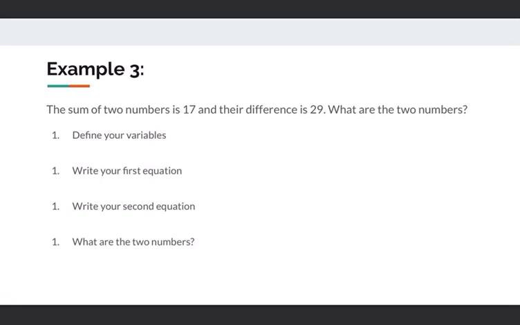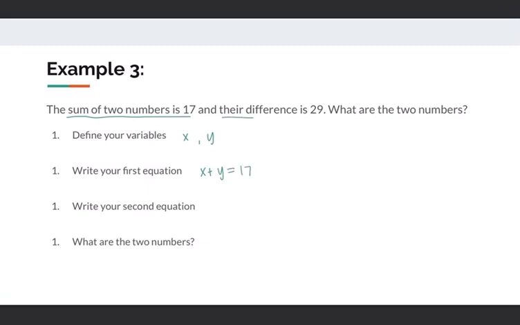So define your variables. I'm just going to say they're x and y. It doesn't really matter which is which. We just know there are two numbers, right? So the first equation, we're going to use this first line. The sum of two numbers is 17. So you just need to write that out. Sum means adding. So we're going to have x plus y equals 17.